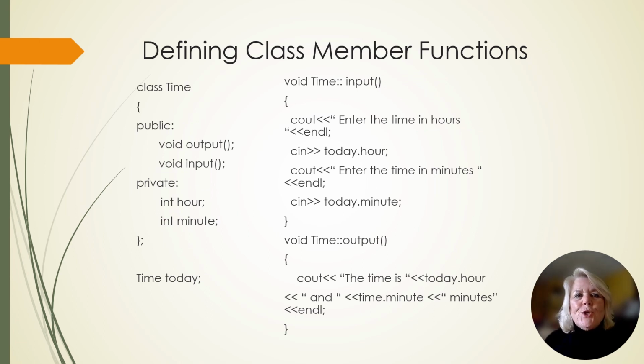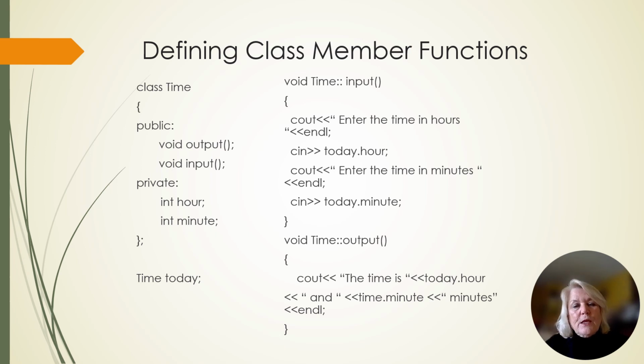This slide shows the function definition for input and output. So on the left, we have our class, which is time, and we have the two public functions, output and input. At the bottom on the left, we've created an object from the time class called today. On the right, we have the definitions of input and output.